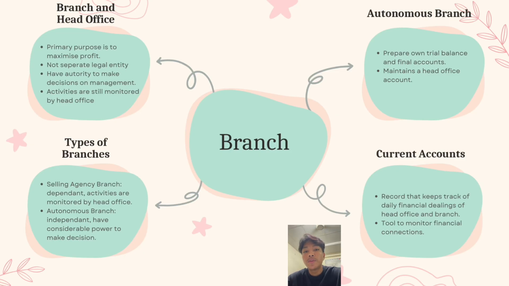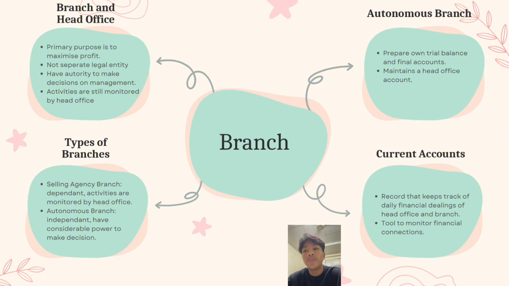So the next subtopic we're going to cover is about branch. There are two types of branches. The first one is the selling agency branch. It is dependent because activities are monitored by the head office. And the second one is the autonomous branch. It is independent because it has considerable power to make decisions.